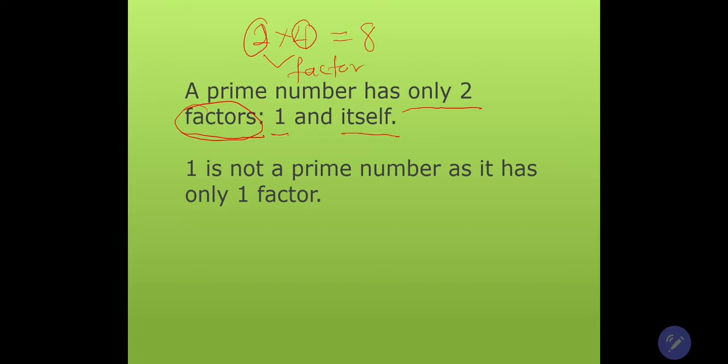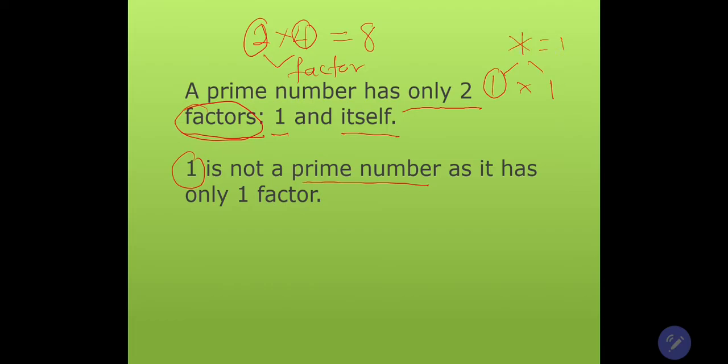So if you are looking for a prime number, make sure that the number has only two factors. So 1 is not a prime number, as it has only one factor. How do you get 1? 1 times 1. So 1 is considered one number only, so it only has one factor, meaning it is not a prime number.